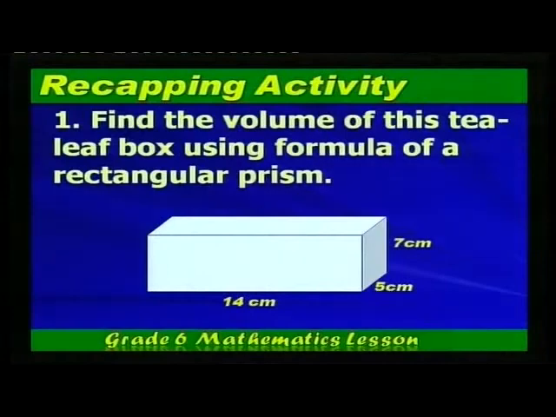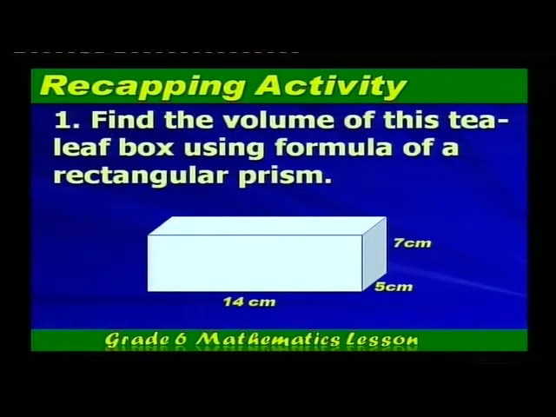Recap exercise, or recapping in our previous lesson. I'd like you to find the volume of this tea leaf box using the formula of a rectangular prism. Only 2 minutes will be given to you.